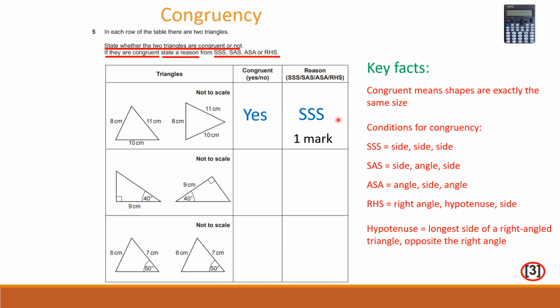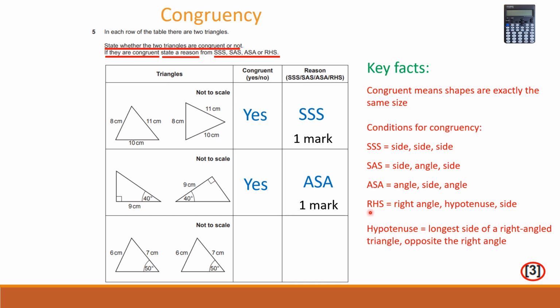The next one we're looking at, we've got an angle of 40, we've got a side, and then we've got an angle of 90. So yes, this is congruent, and the reason is angle, side, angle, because I've got an angle, I've got the side included in between it, and the angle here.